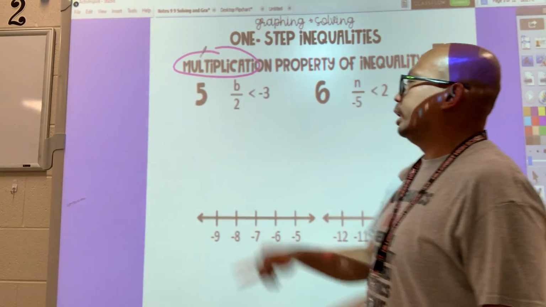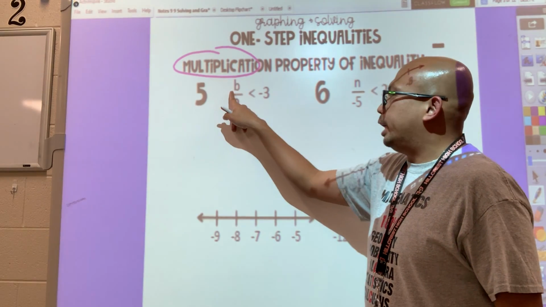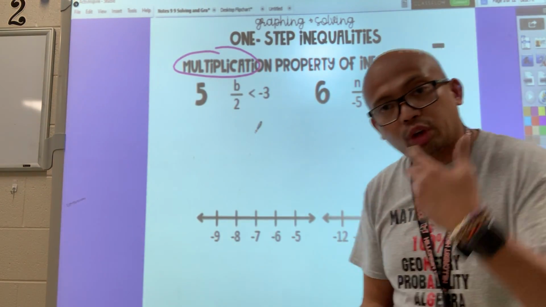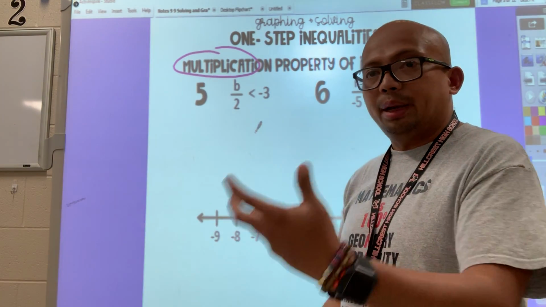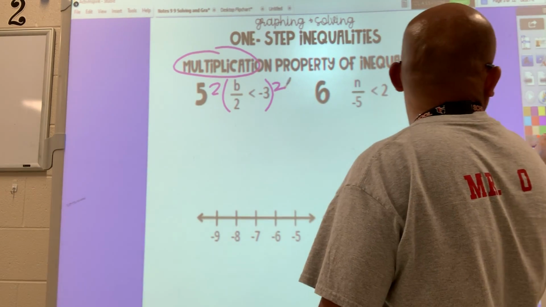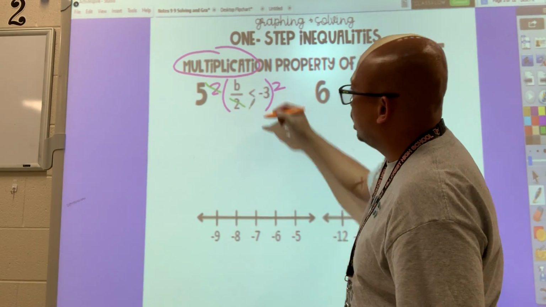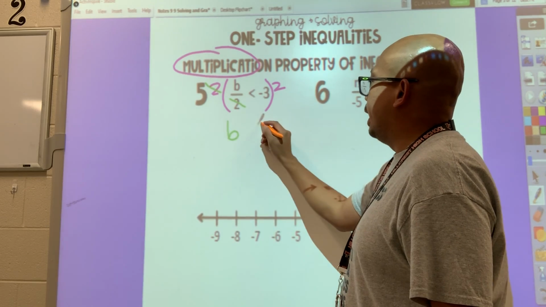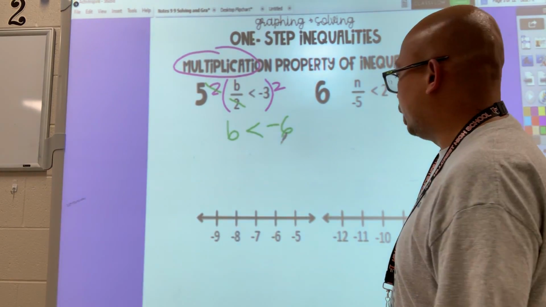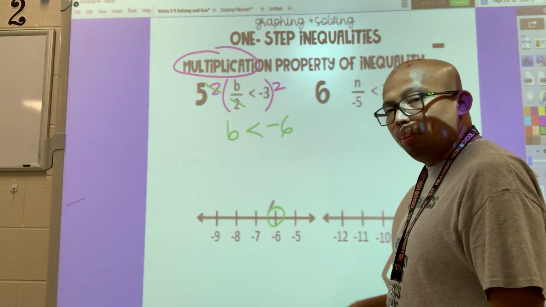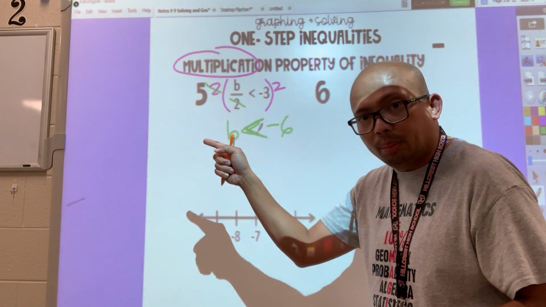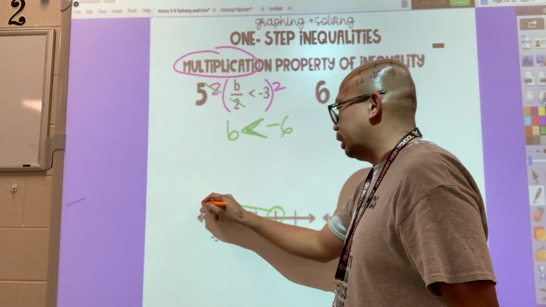Multiplication property of inequality. Here, the variable b is being divided by 2. How do we solve for b? We have to get rid of the fraction by multiplying by the denominator, multiplying this by 2 and 2. This will cross out. B will remain, less than negative 3 times 2, which is negative 6. Where do we go here? So go to negative 6, leave it open. And where are we pointing? To the left. And it's okay because the variable is on the left. So we follow that direction.